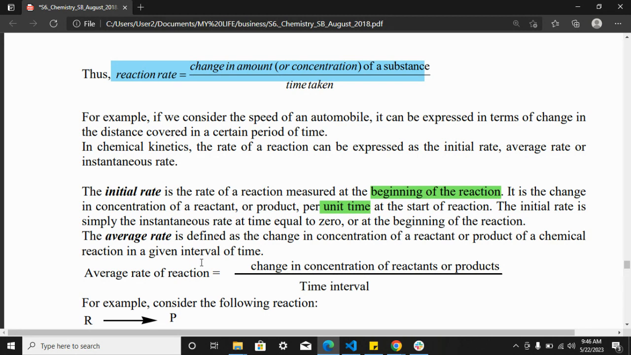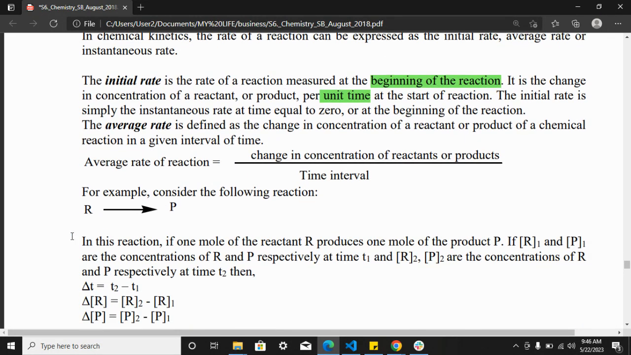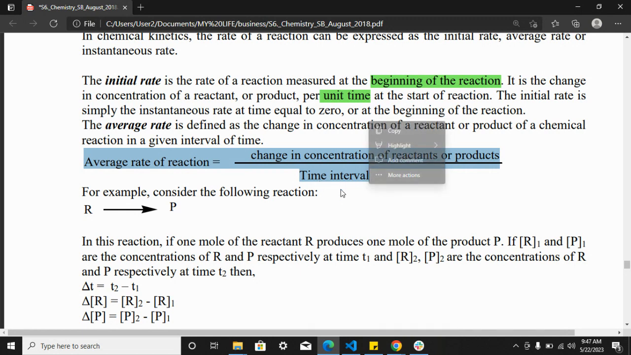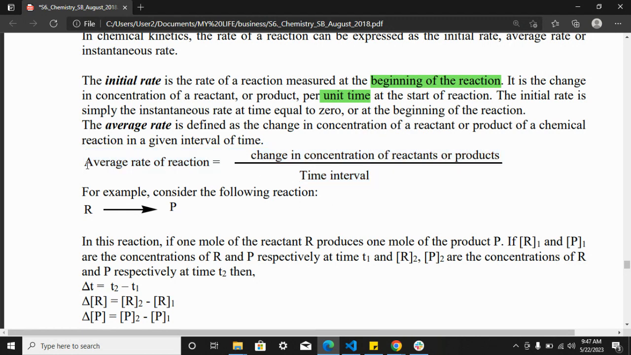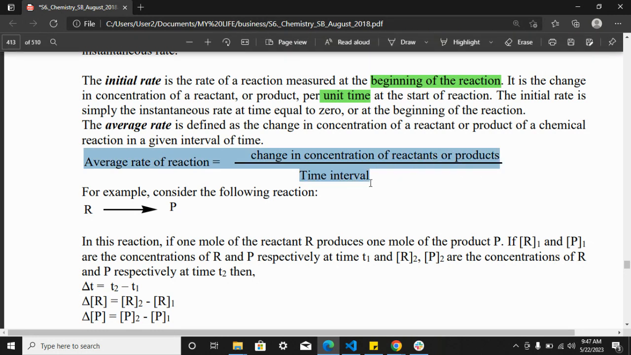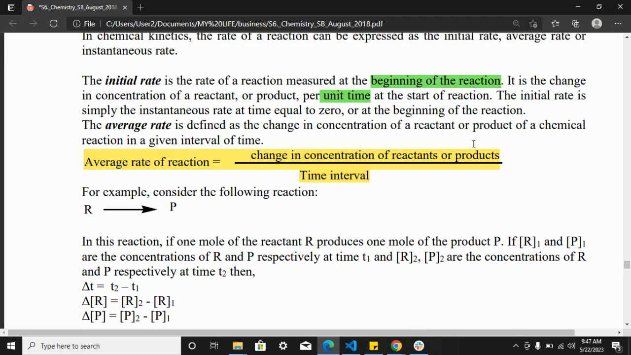So icyo twita rero the average rate is defined as the change in concentration of a reactant or product of a chemical reaction in a given interval of time. Nuvuga ngo average rate of reaction, tuzafata change ya concentration ya reactant runaka dufite, cyangwa se product, then to divide the time interval cyangwa se the time yabaye consumed twakoresheje. So being reactant cyangwa se being product doesn't matter, biraterwa nyine with kind of species bakubwiye gushakira.